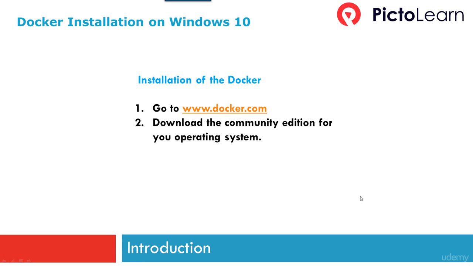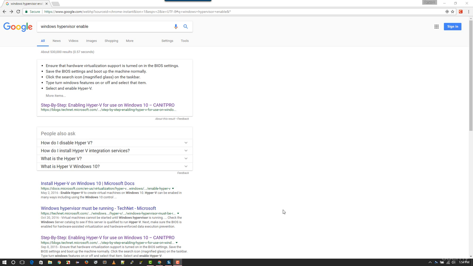Now let's take a look at Docker installation on Windows 10. As I had earlier stated that Windows 10 Professional or Enterprise at this juncture are the best operating systems to install Docker and work with the examples, because Docker Toolbox, which was supported prior, is no longer being supported by Docker. So go to docker.com, download the community edition for your operating system. Now let's see how we can do that.